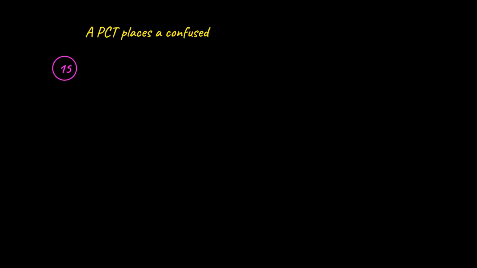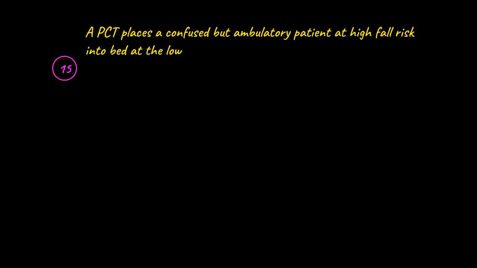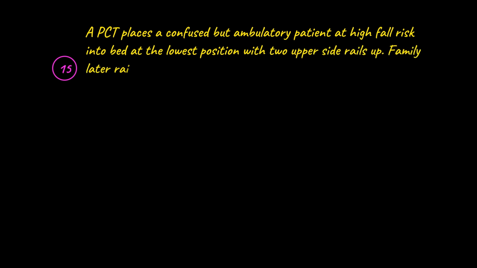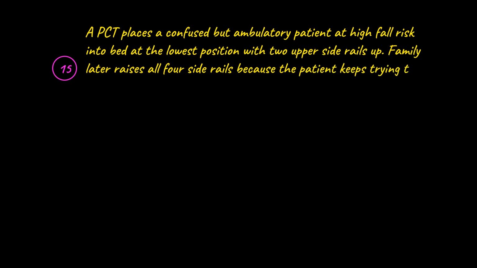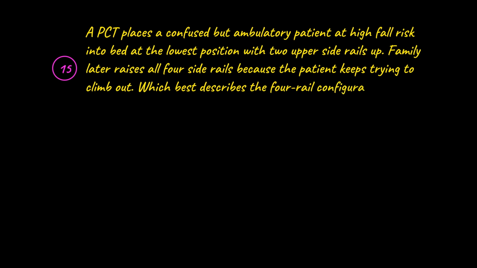Question 15. A PCT places a confused but ambulatory patient at high fall risk into bed at the lowest position with 2 upper side rails up. Family later raises all 4 side rails because the patient keeps trying to climb out. Which best describes the 4-rail configuration the family created?